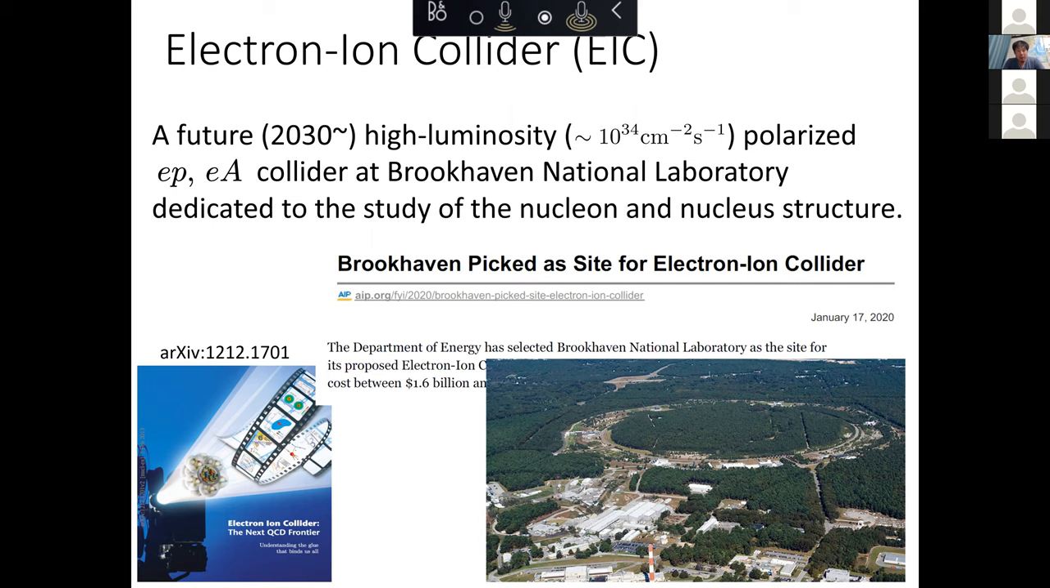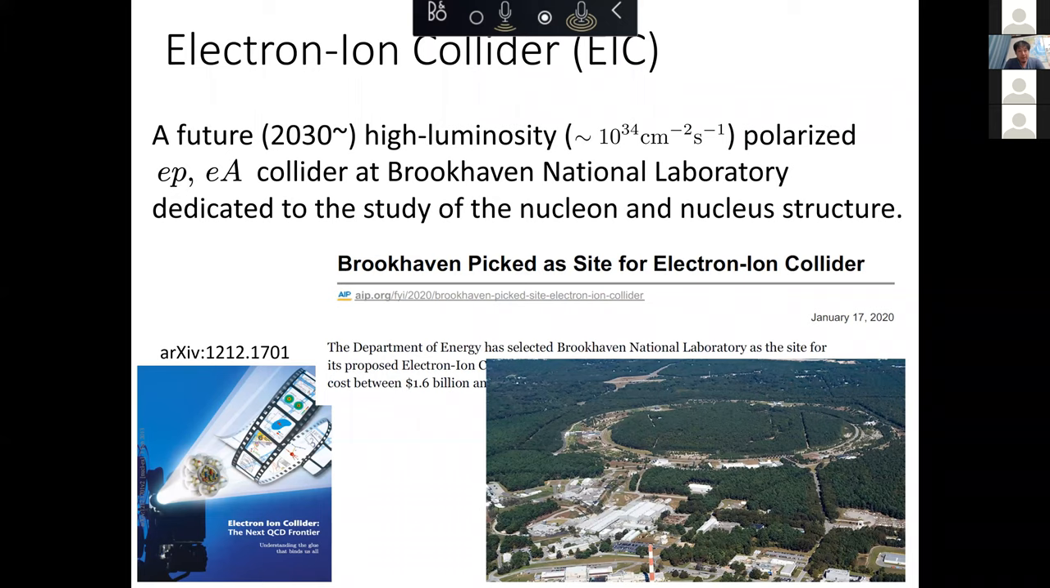collider. It was very recently decided that Brookhaven National Lab will host this electron-ion collider, EIC, and that decision was made in January this year, which caused a big excitement in the lab. The idea is basically to use the existing tunnel for the heavy ion collider right now and add the electron ring and do the EP and EA collider. And here's a white paper, which was published in 2012.